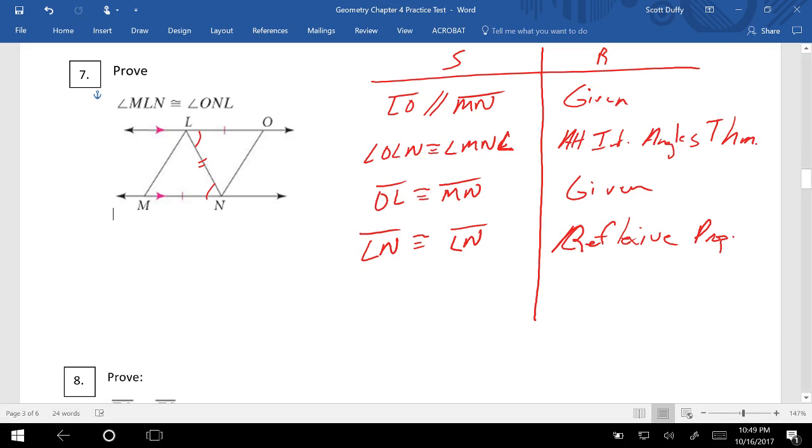Right there I have a side, an angle, and a side. That's enough to prove that the two triangles are congruent. So triangle MLN is congruent to triangle ONL because of side, angle, side. And then I can show that they're congruent parts. Angle MLN is equal to ONL because corresponding parts of congruent triangles are congruent.